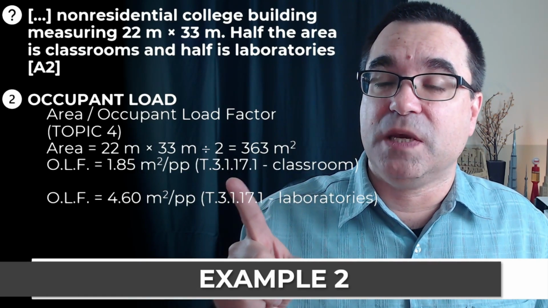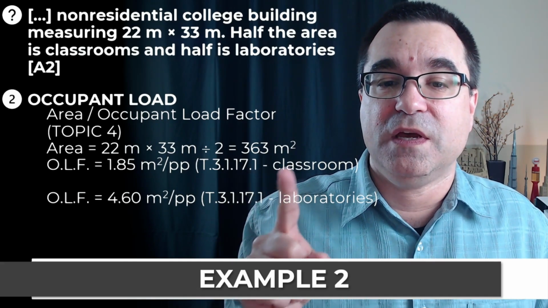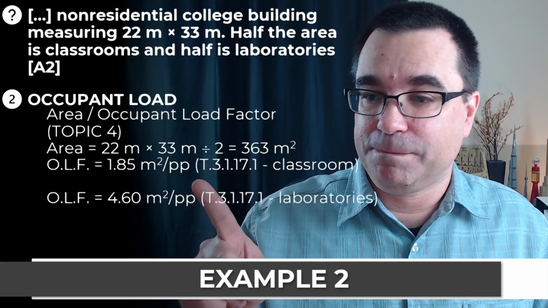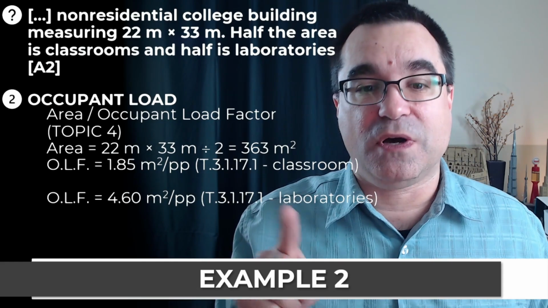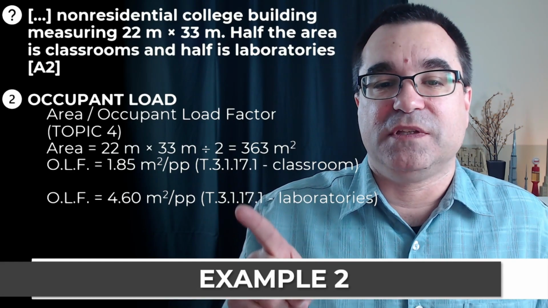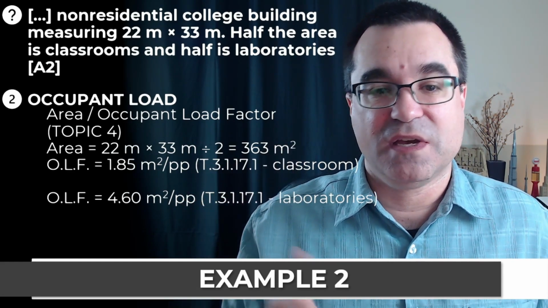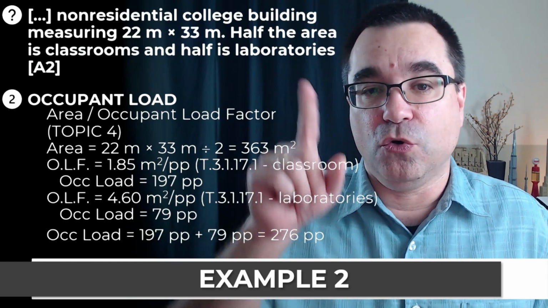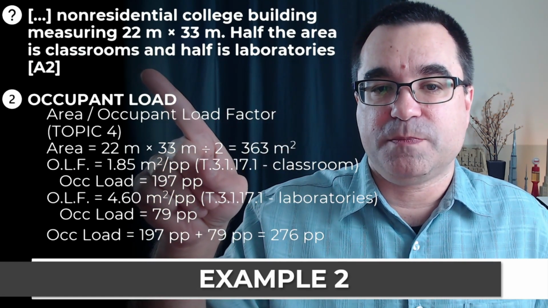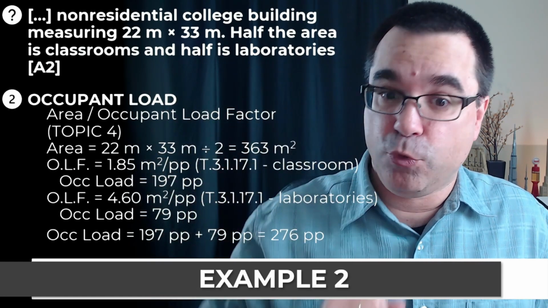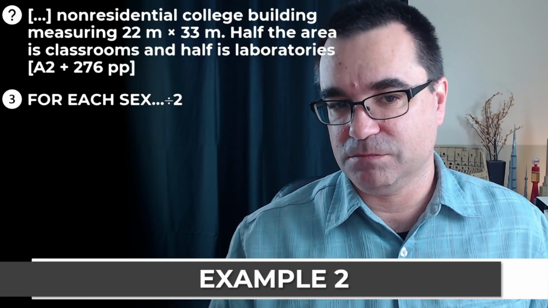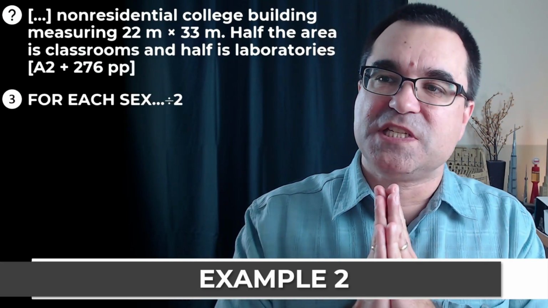Then we have to go to table 3.1.17.1 for classroom laboratories to find the corresponding occupant load factor. Because this is not a D major occupancy, we are allowed to use this table for the occupant load factor. And now we have to divide this area by each of these factors for the corresponding occupant load for each of these spaces. So we get 197 for the classrooms portion and 79 for the laboratory portion. You add the two together for a total of 276 people.